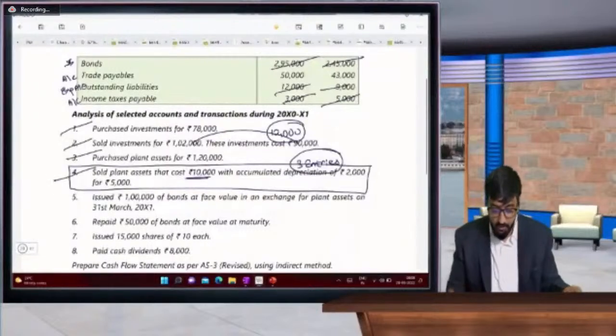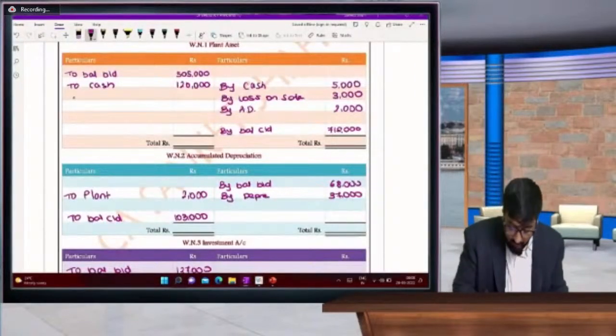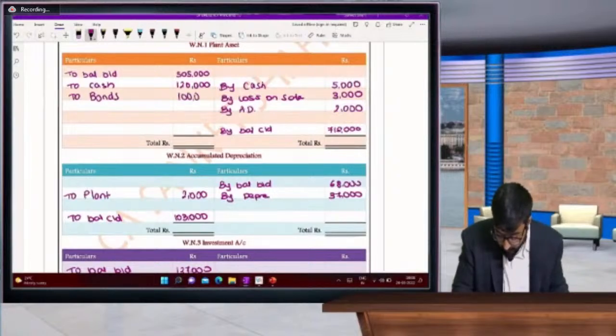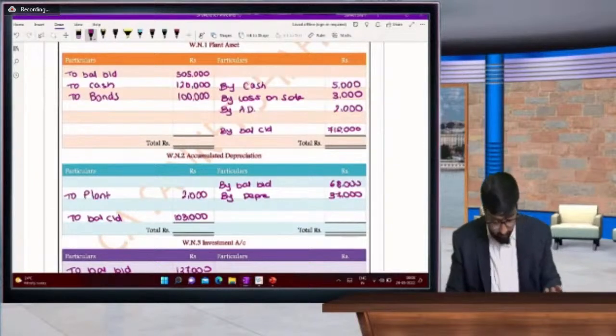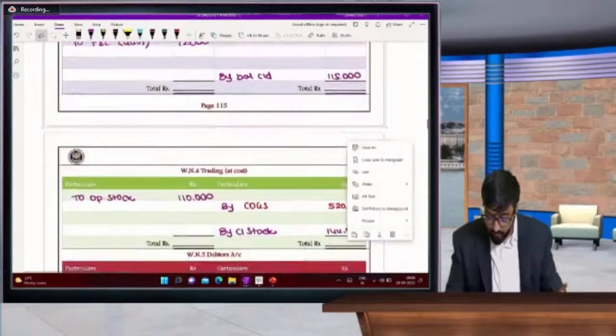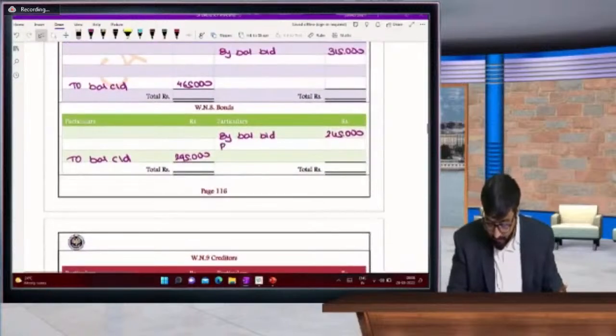So the fourth adjustment is over. Issued 1 lakh bonds in exchange of plant asset. So what comes in and what goes out? Plant comes in. So plant debit, to bonds 1 lakh, sir, to bonds 1 lakh, and bonds credit, by plant 1 lakh.